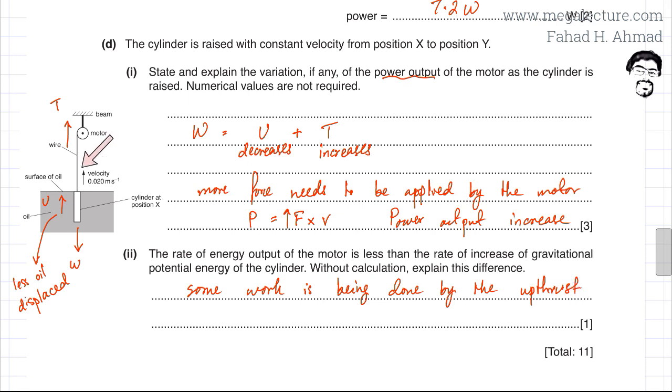So the motor over here is pulling the object, but the upthrust is also adding some work to it. So the motor has to do lesser work. Less work would be required from the motor, which is why the increase of gravitational potential energy of the cylinder is greater, whereas the rate of energy output of the motor is lesser. So less work would be done by the motor.